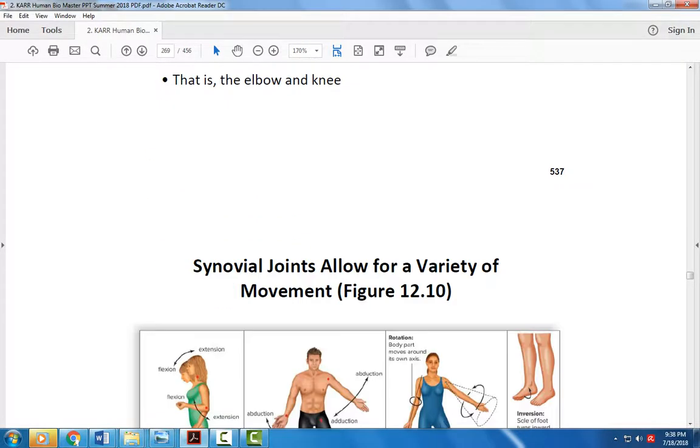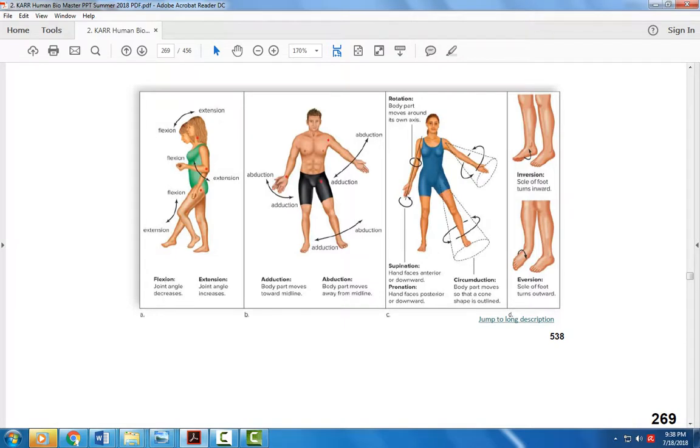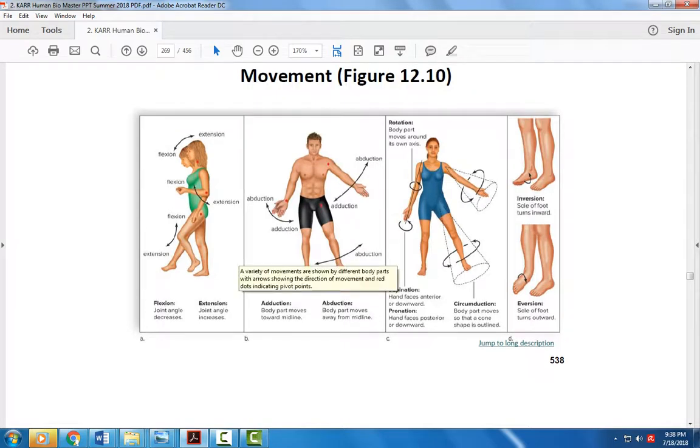And these are just some terms that we use related to joint movement. Flexion means that we are bringing the end of the joint closer to the midline. So when you flex, you're decreasing the joint angle. So when you bring your toes to your nose, that's an example of flexion.